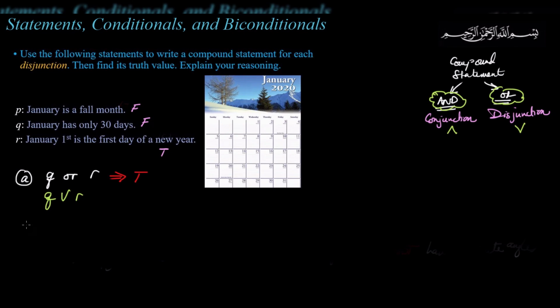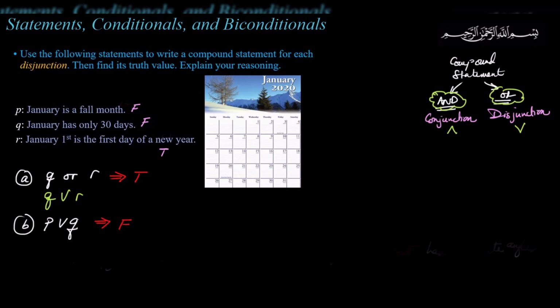How about this? This one says P or Q. So January is a fall month, or January has only 30 days. Well, neither of these statements is true. Since neither of them is true, this disjunction will be false. This is false and this is false, so you don't have anything to stand upon there.